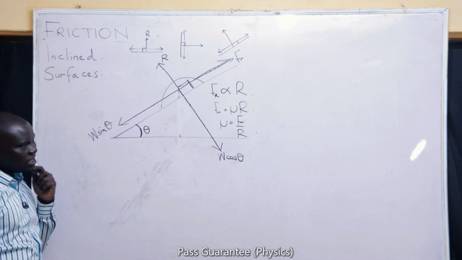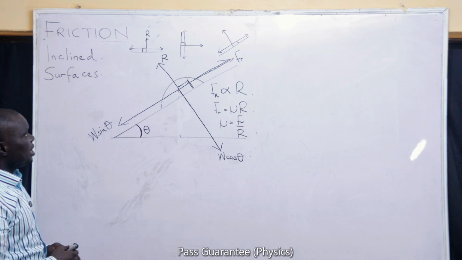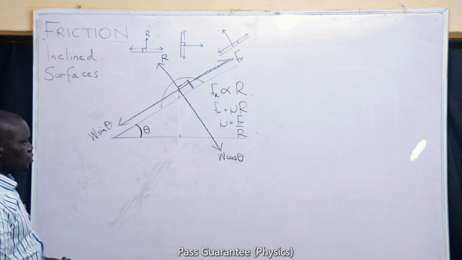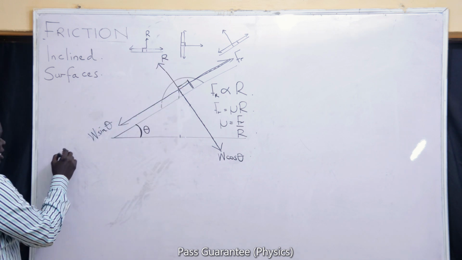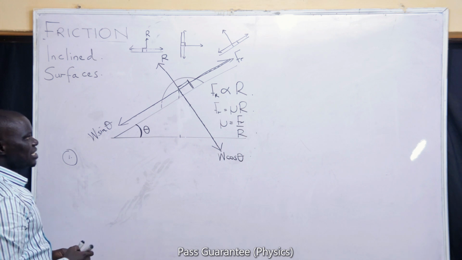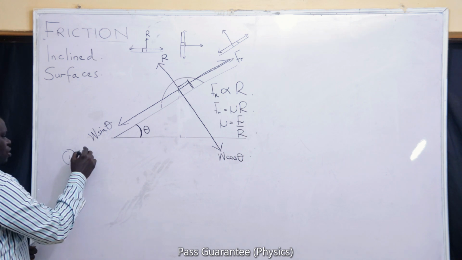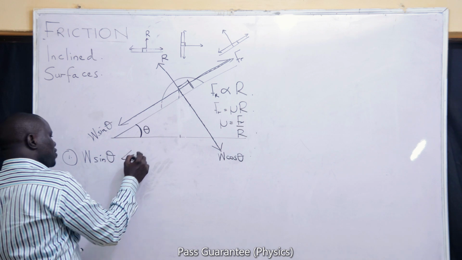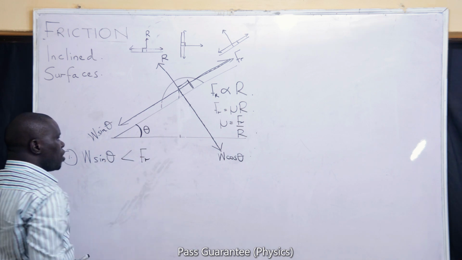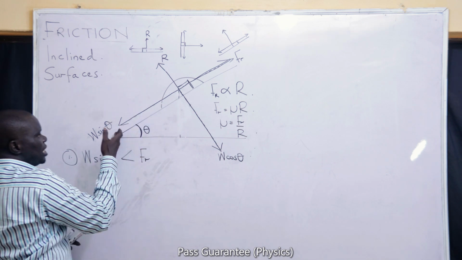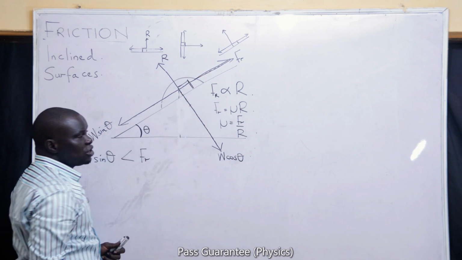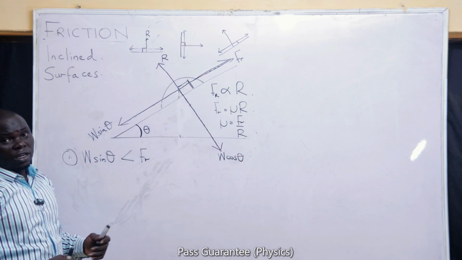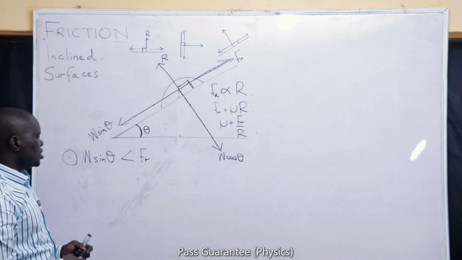Now I'm going to bring up the three cases that I explained for both horizontal and vertical. It also applies here too. In the first case, if the force that is trying to cause the motion, W sin theta, is less than the friction, the object will not move at all. It means the friction will have its day on the object.